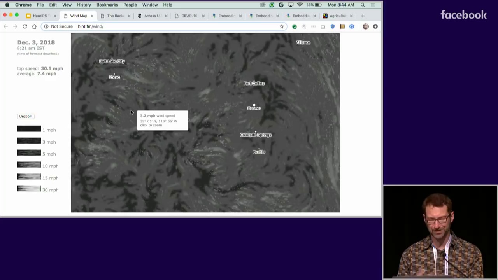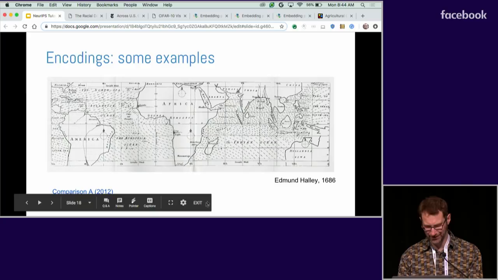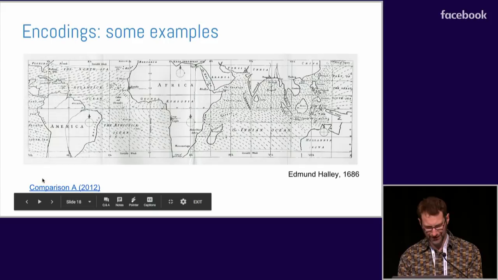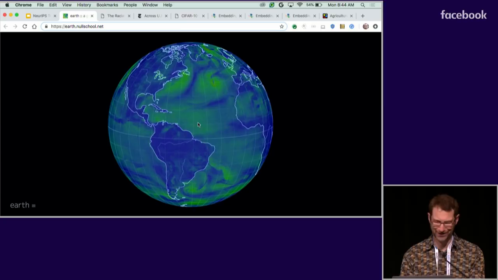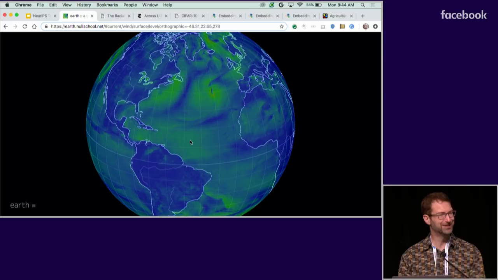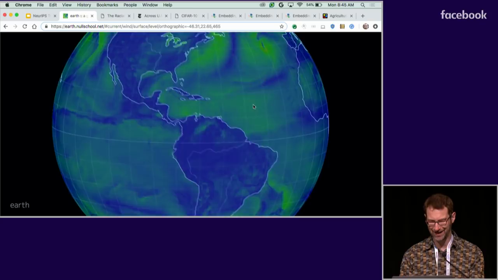Okay. What about, let's see. Go back. Okay. So let's look at a more complicated encoding that was done later. About a year after we created that visualization, someone named Cameron Beccario was inspired, and he created this globe visualization. And you can see he's using a lot more encodings, and I think it's very interesting to sift through this and take a look at all the things he's doing.